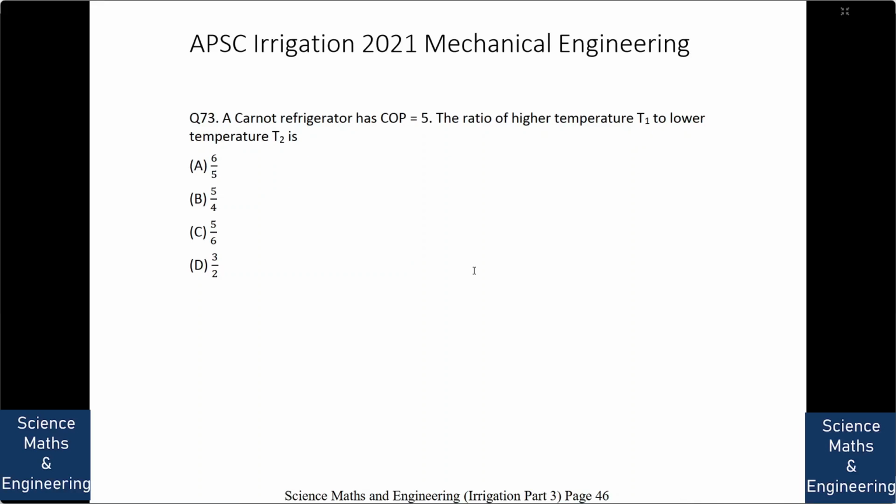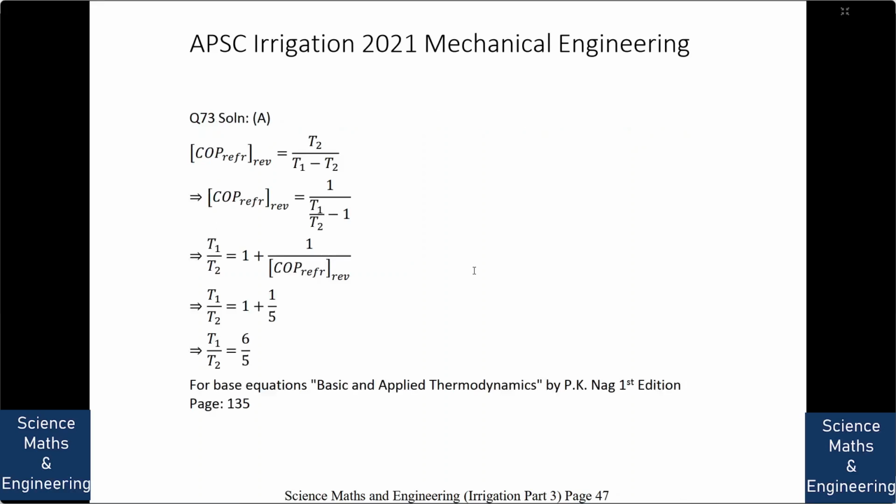A Carnot refrigerator has COP equal to 5. The ratio of higher temperature T1 to lower temperature T2 is A. 6/5, B. 5/4, C. 5/6, or D. 3/2. So you can pause and calculate the answer. So the answer is A.